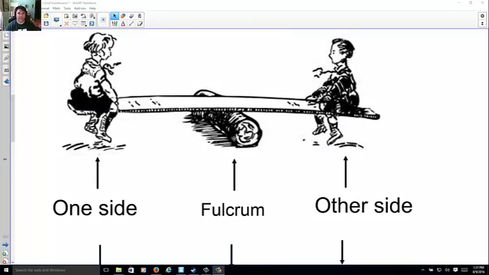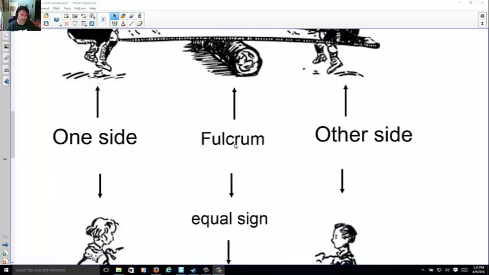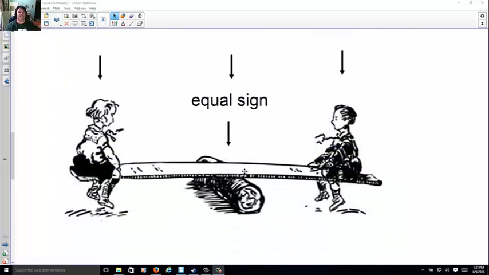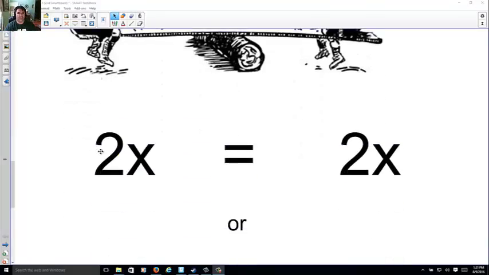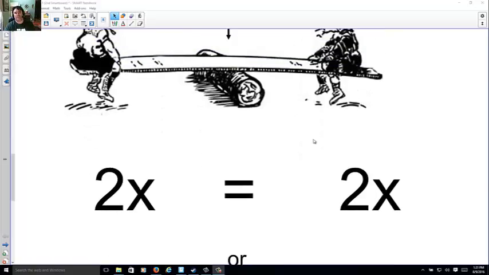One side, the other side, and the middle is like the fulcrum, or the center point. Now, the middle is basically an equal sign. That's the balancer. So if you do it to one, you have to do it to the other, and that's the key. So let's say I said that 2x equals 2x. Now, it doesn't matter what 2x is. But whatever it is, if I got 2 over here, and 2 over here, or 2x over here, and 2x over here, or 10 here, or 10 here, it has to be equal.